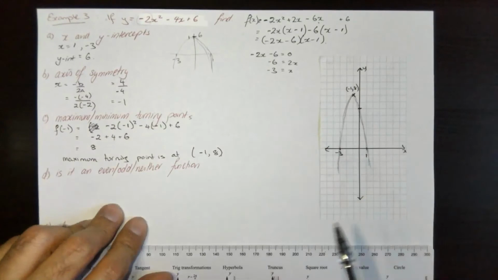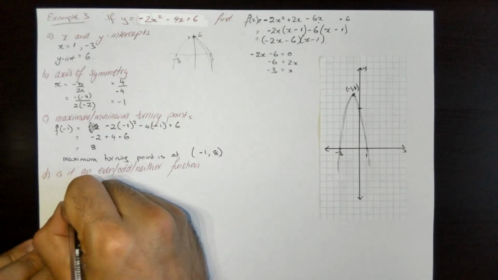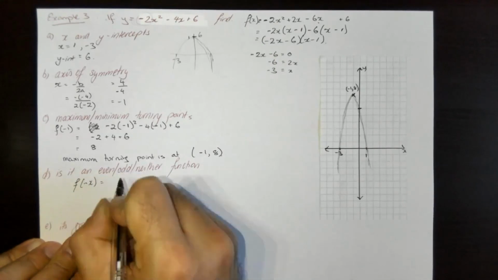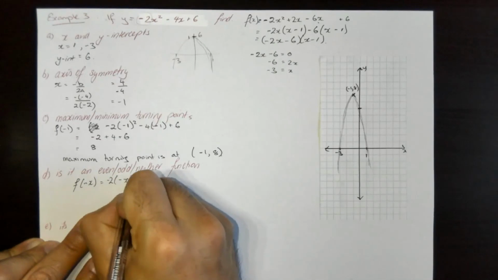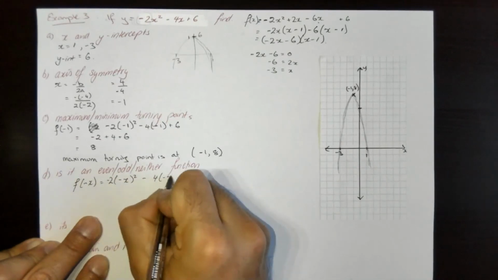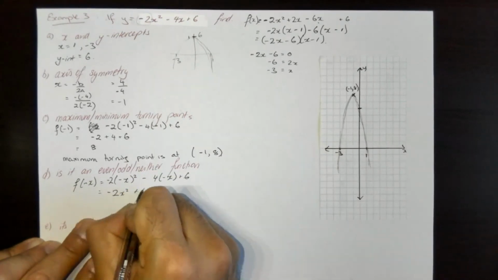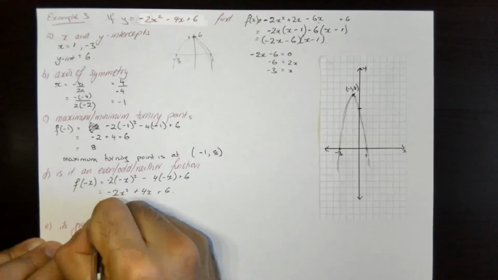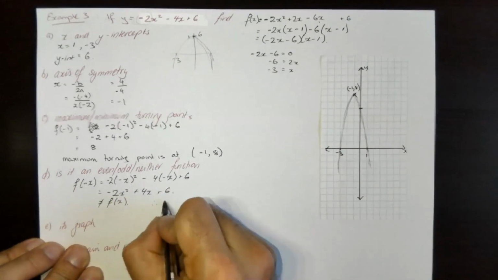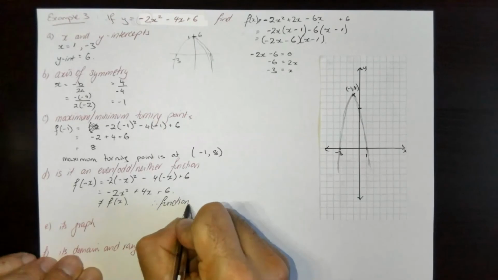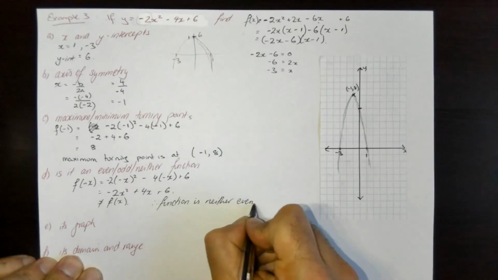Okay, once again, we can tell straight away it's not even or odd. We'll just test it once again. Okay, so negative 2 lots of negative x squared minus 4 lots of negative x plus 6. That becomes negative 2x squared plus 4x plus 6, which is not f of x. So the function is neither. It's neither even nor odd. Okay.